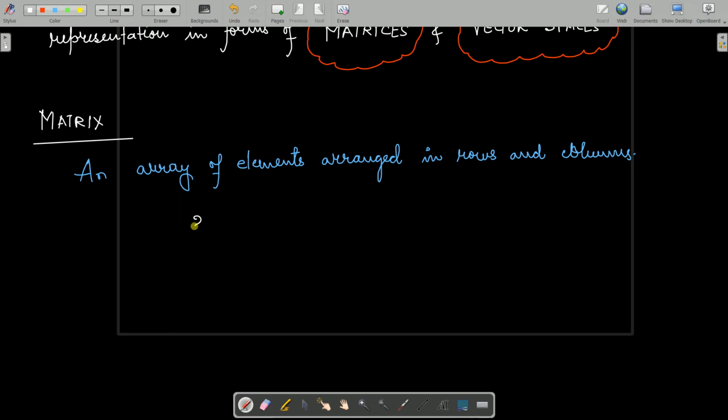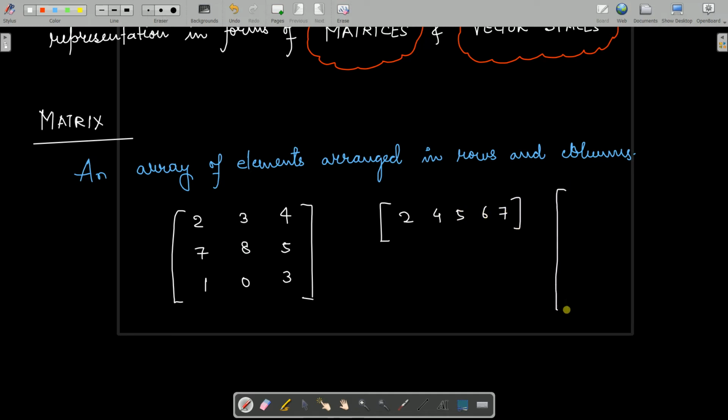Let's say we have 2, 3, 4, 7, 8, 5, 1, 0, 3. And this big bracket you need to put. So this is called a matrix. A matrix could be like this as well, 2, 4, 5, 6, 7. A matrix could be like this, 1, 2, 3, 4, 0. So there could be different dimensions of the matrices. We will talk more in detail.